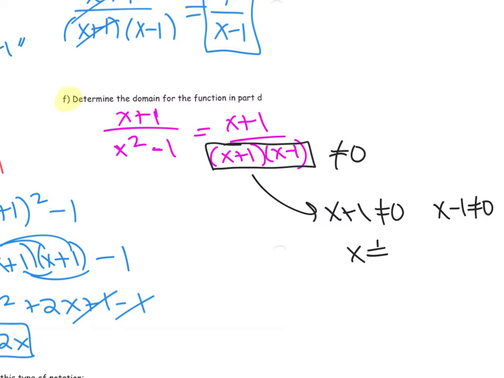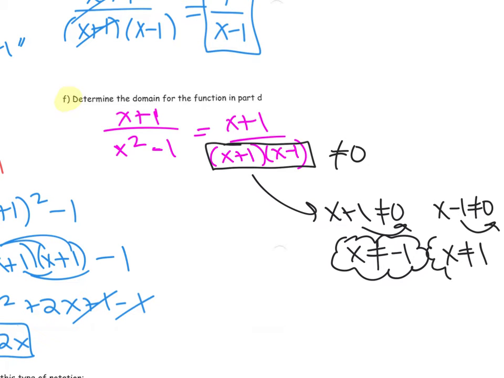I'll have x can't equal negative 1, and x can't equal positive 1, right? If I just move over my terms. Well, let's see. Now, if I look at the numerator, it is unaffected, right? This numerator can be positive, it can be negative, it can be 0. So this numerator is unaffected. It's just the denominator.